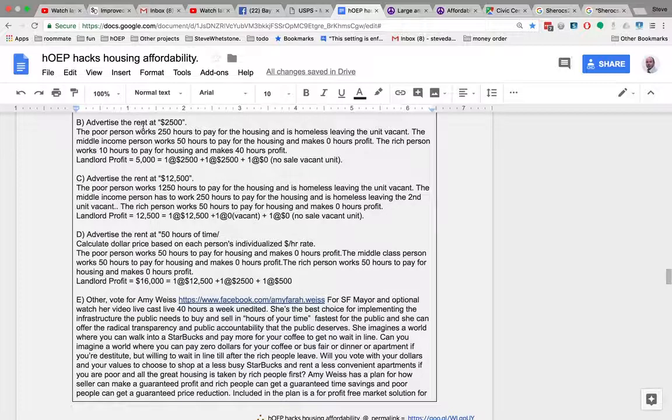B, advertise the rent at $2,500. The poor person works 250 hours to pay for the housing and is homeless, leaving the unit vacant. Yeah, because you can't work 250 hours a month to pay for your monthly housing. The middle income person works 50 hours to pay for the housing and makes 0 hours profit. The rich person works 10 hours to pay for the housing and makes 40 hours profit. The landlord profit equals $5,000, because that's one at $2,500 plus one at $2,500 and one at $0, because no sale, vacant unit. The homeless person didn't rent.